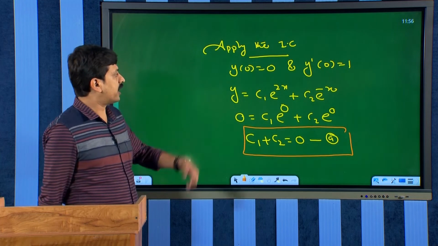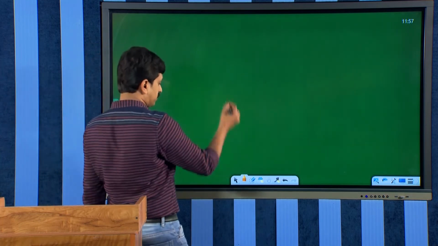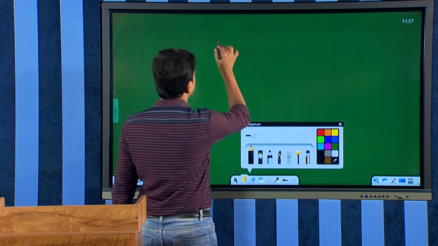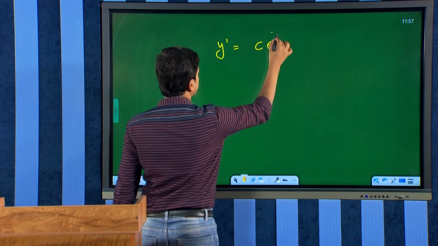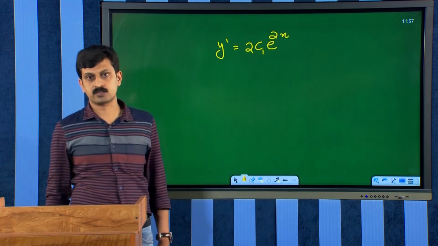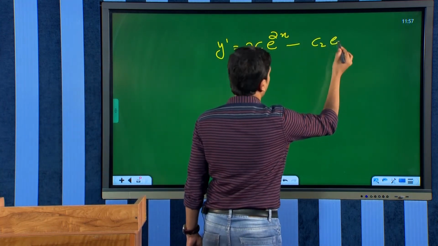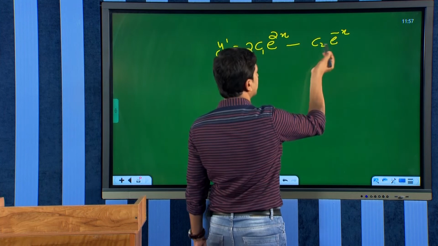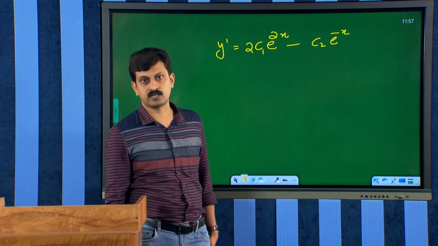Now, we can differentiate this y. While differentiating, y dash is equal to c1 e raised to 2x. Therefore, this is 2 c1 e raised to 2x plus c2 e raised to -x, and the derivative of -x is minus, so minus c2 e raised to -x.